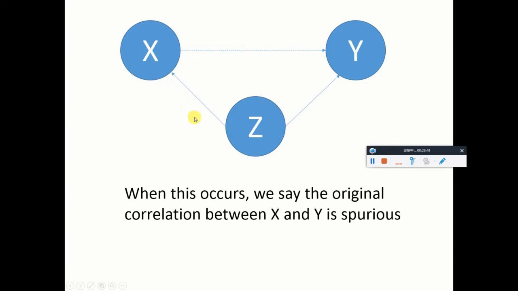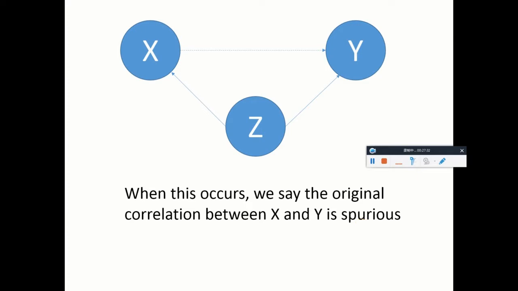Once we statistically control for this correlation and this correlation, the original correlation between x and y, here designated by a solid line, is gone. Now it's designated by a dashed line, meaning the correlation between x and y disappears. When that happens, we say that the original correlation between x and y is spurious, depending on how you pronounce the word.